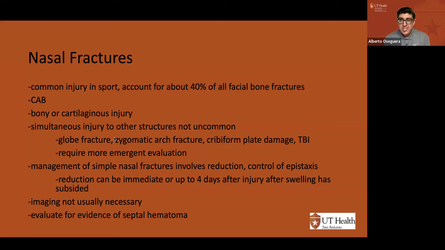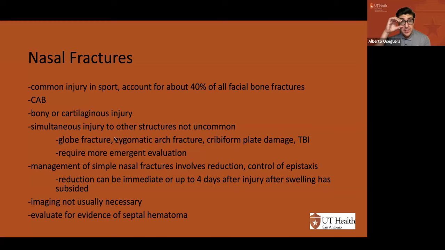Most of the time, imaging is not necessary. Usually you sometimes can't even see the fracture, or you'll see other things. And just, again, imaging just sometimes isn't too helpful. Unless you're concerned for secondary issues, then you'll want to get more dedicated CT scan or whatever it may be to try to rule out the secondary issue.